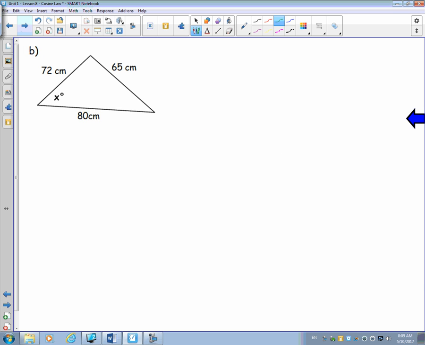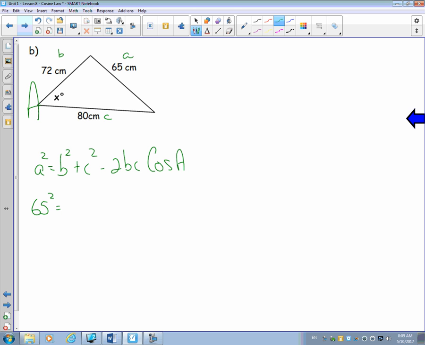The second situation involves finding the unknown angle. So again, the key here is I need to label where the A's go. A's have to be the things I don't know. So big A has to be the unknown angle, and small a, the unknown side. B and C are interchangeable, so I'll call this one B and C, though you could do the other order. Now when I go to do this question, again using our formula, a squared equals b squared plus c squared minus 2bc cos a. And I start filling things in.